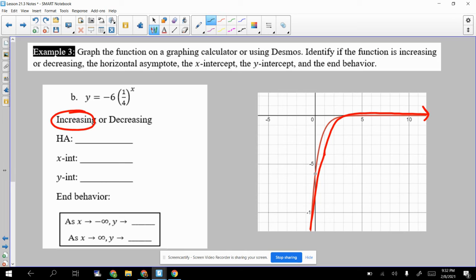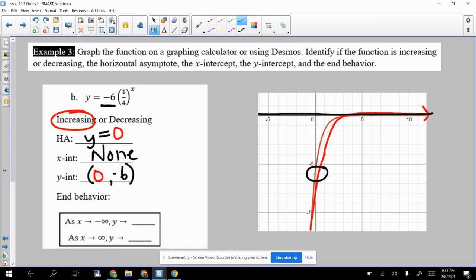Then where is your horizontal asymptote? Again, it's at y equals 0, nothing changed there, which again means we do not have an x-intercept. Where's your y-intercept? It is at -6, so 0, -6. And then your end behavior, as we move to the left, it's going down towards -infinity. As we move to the right, it's going towards your asymptote at 0.